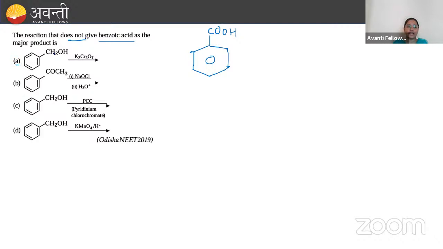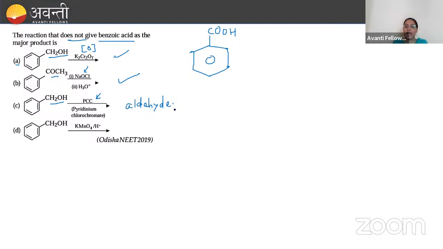When you observe the first reaction, here is an alcohol which is undergoing oxidation. I have told you that when alcohol undergoes oxidation, it forms acid. So this will give us benzoic acid. In this reaction, when ketone reacts with NaOCl and hydrolysis takes place, here also there is a formation of acetic acid. Next reaction, alcohol on oxidation with PCC, that is pyridinium chlorochromate. This is controlled oxidation, and that's why in this reaction alcohol gets converted into its respective aldehyde.